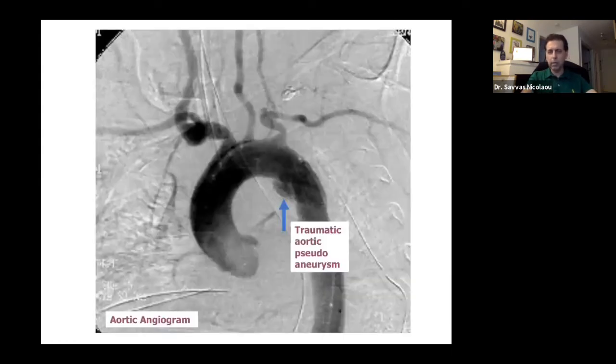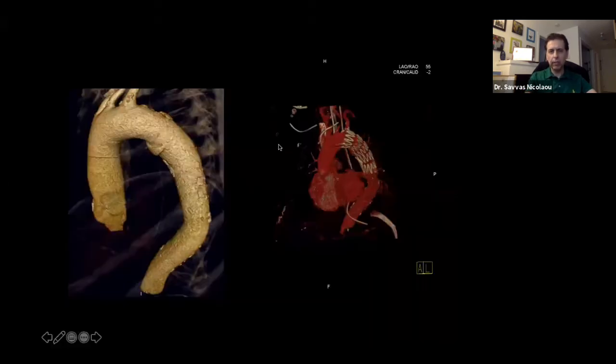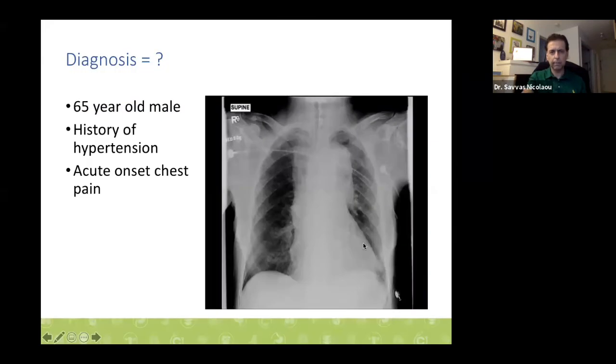Gets treated. There's a pseudoaneurysm from a cath angiogram. And this now is treated with a stent graft nowadays. You don't have to do open surgery, and patient is successfully treated.